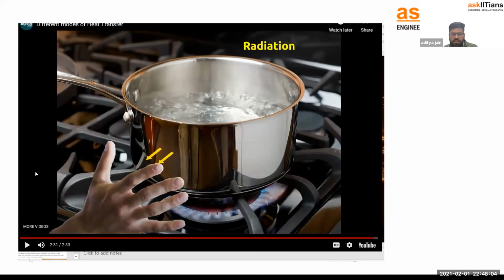Now see all the three processes. Heat is transferring to the pan by the burner directly. This is conduction. What is convection? Water molecules near the bottom of the pan are getting heated. These hot water molecules will move upward. Colder molecules will get downward. So this is the process of convection. And when you bring your hand near the flame, you will feel warm. That warmness is due to radiation, the radiations coming from the flame to your hands. So all the three processes you can see in one example.